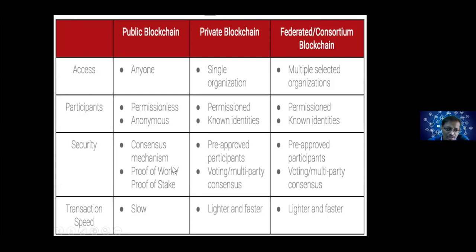These are proof of work based in public. These are the consensus algorithms used. And transaction speed is slow in public blockchain, a little faster in this one and this one. So an example of this blockchain, the consortium, is Hyperledger.